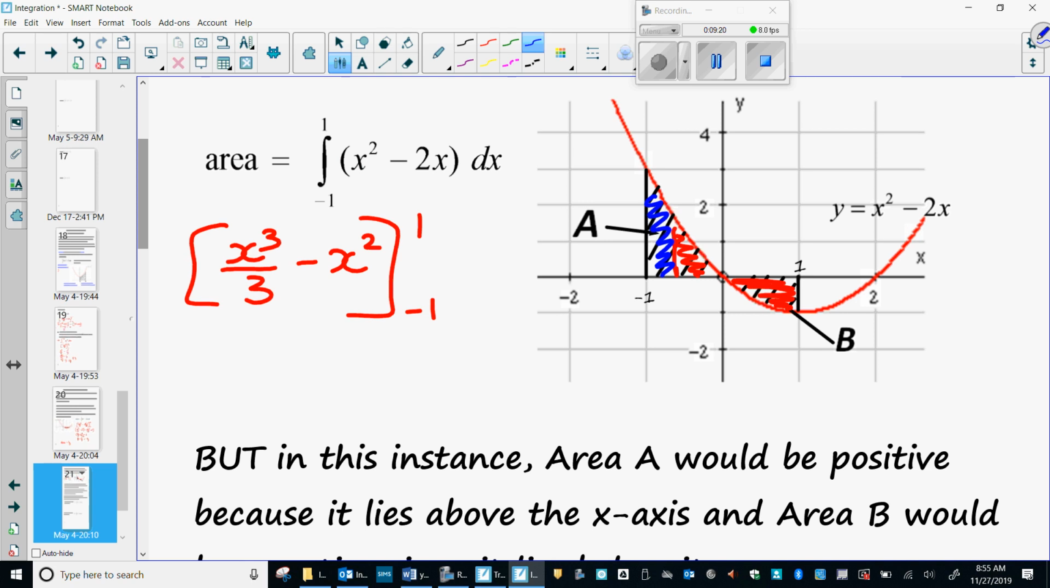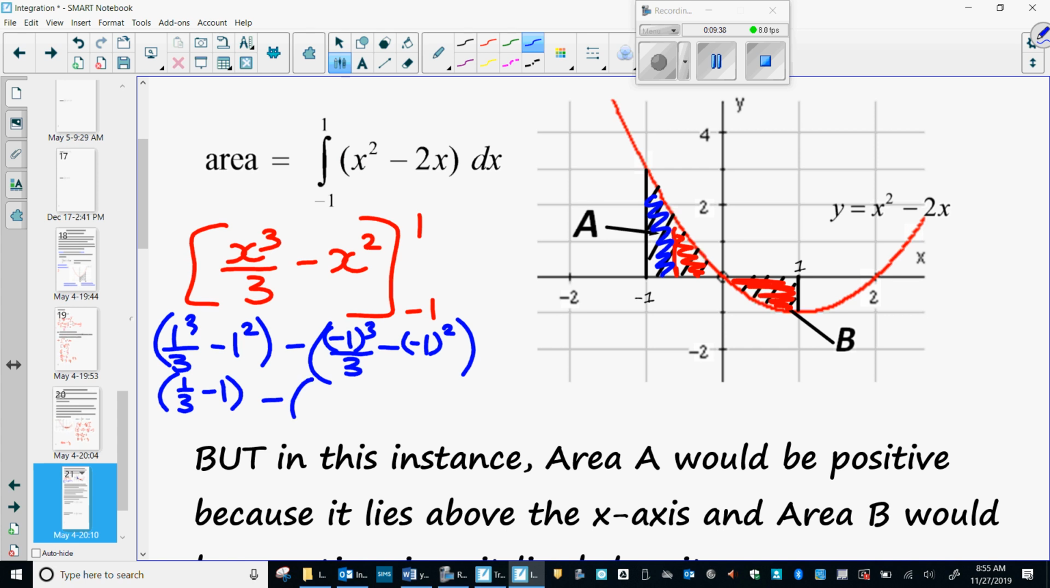So if we were to stick 1 into here, we'd have 1 cubed over 3 minus 1 squared, subtract negative 1 cubed over 3 minus negative 1 squared. I'm trying to write tiny. So it's 1/3 minus 1, minus negative 1/3 minus 1. So we've got our negative 1 to subtract negative 1, so that can be cancelled. So we've got 1/3 subtracting negative 1/3, so that gives us 2/3. So if we were to just do this calculation as is, we would think that the area was 2/3.